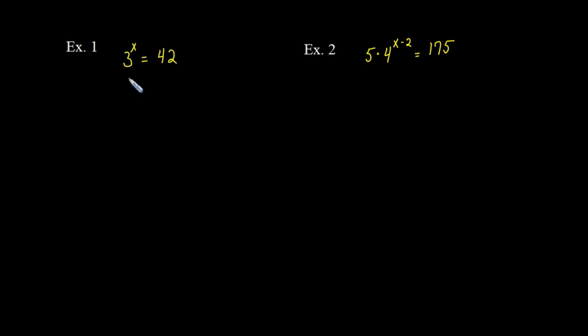In cases like example 1, we cannot rewrite 42 as base 3. We know that 3 to the third power is 27 and 3 to the fourth power is 81. So our answer is going to be between 3 and 4, but we don't know what decimal value that's going to be. So we'll have to use the inverse function of an exponential, which is a logarithm, to cancel that base in order to solve this.